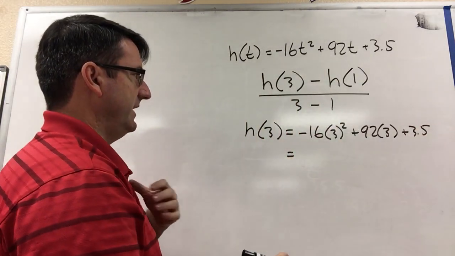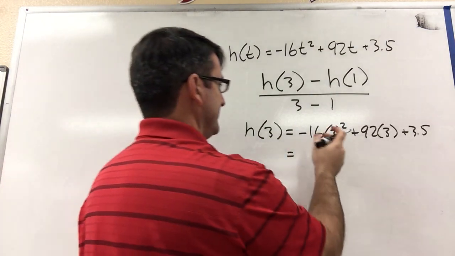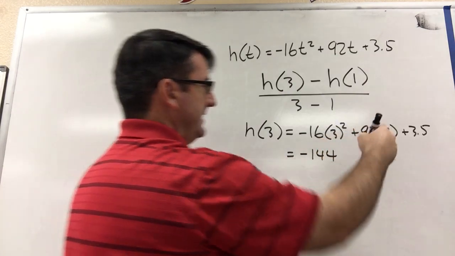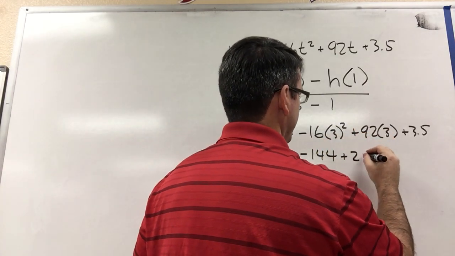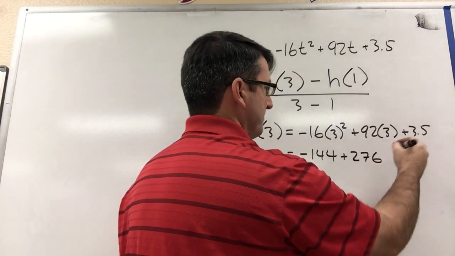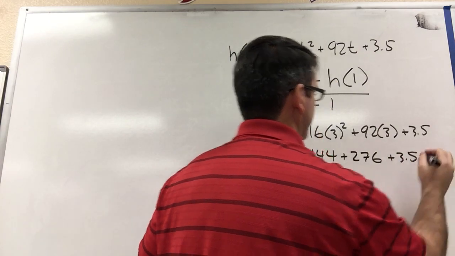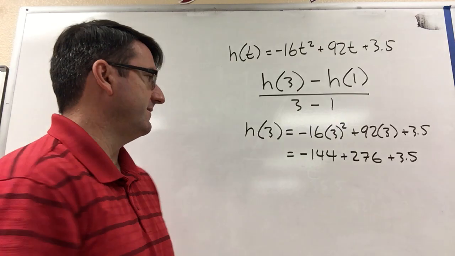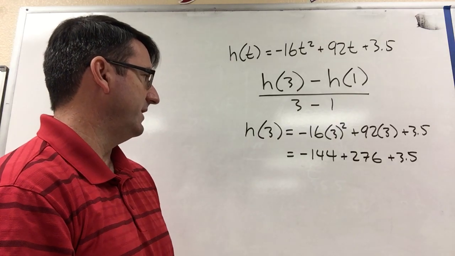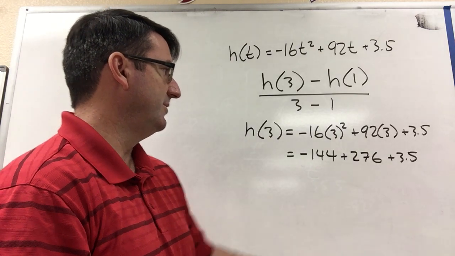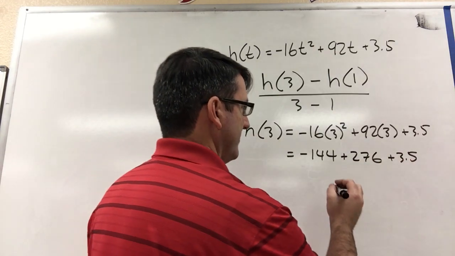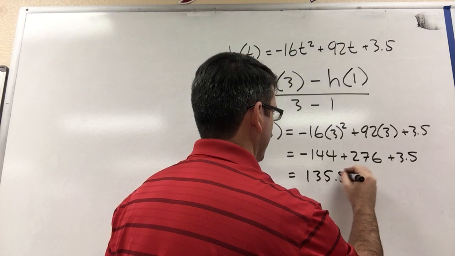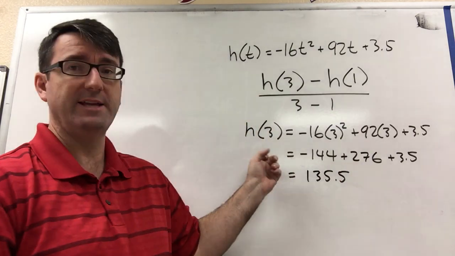3 squared is 9 times negative 16 is negative 144. 92 times 3 is 276 plus 3.5. So negative 144 plus 276 is 132, plus 3.5 is 135.5. All right, that's h of 3.